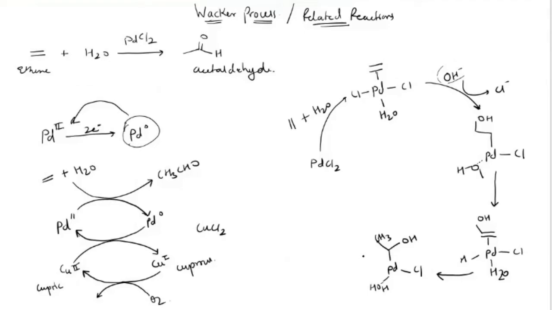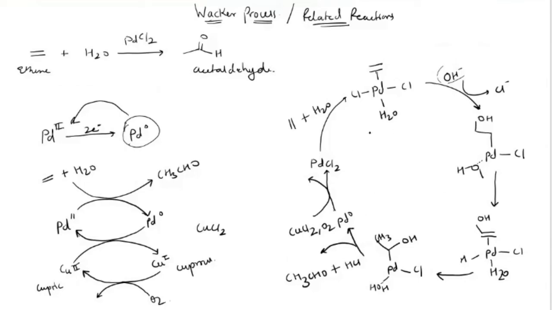Now you will have reductive elimination. In reductive elimination your product will be separated out. So this is your reductive elimination, and your palladium will become palladium 0. Along with this product you will get HCl also. So your palladium will be released in the form of palladium 0, that is in reduced form. Again, this can be converted by addition of cupric chloride in presence of oxygen. So you will get your palladium chloride again regenerated, and this cycle continues.